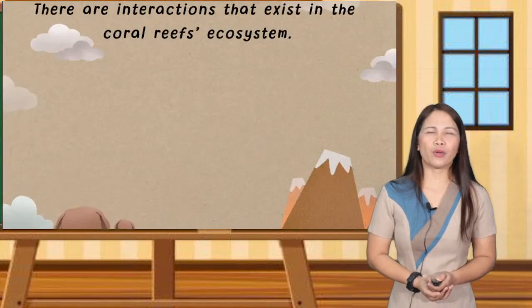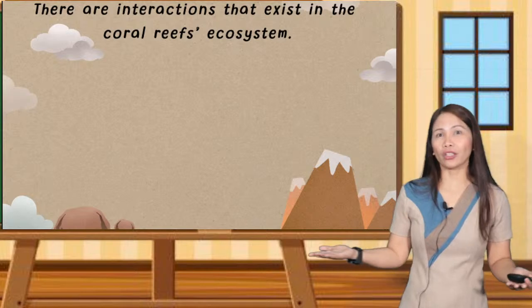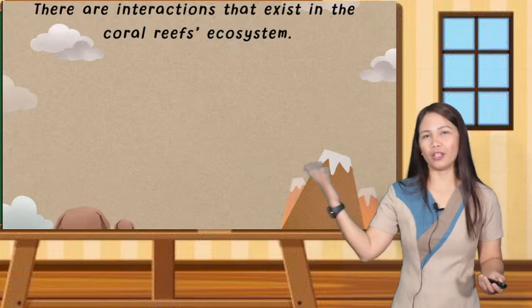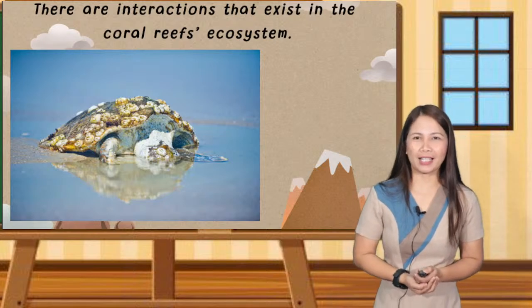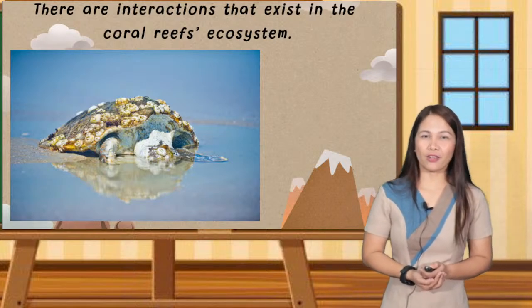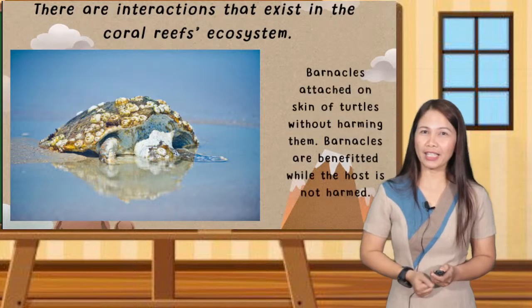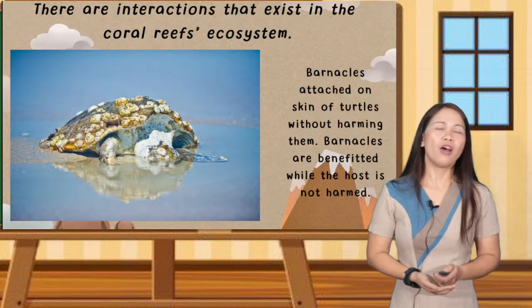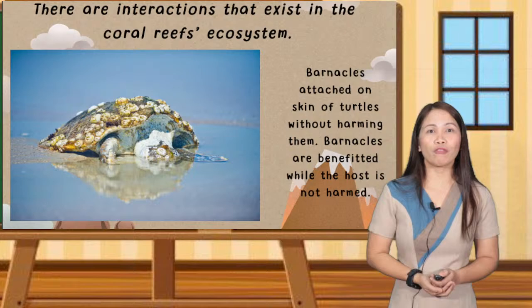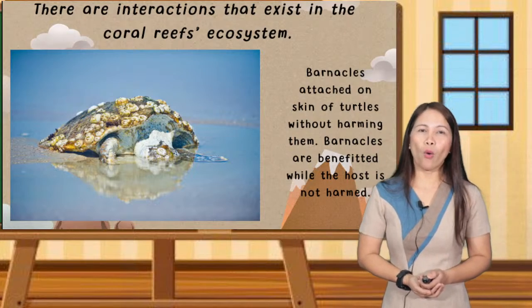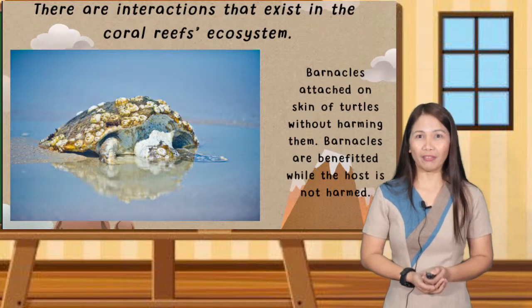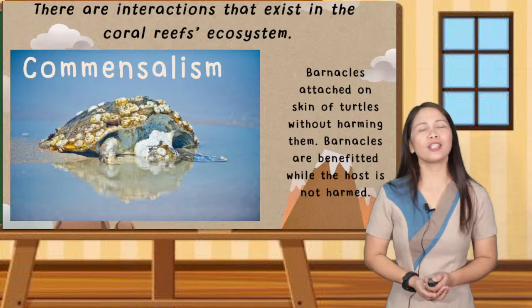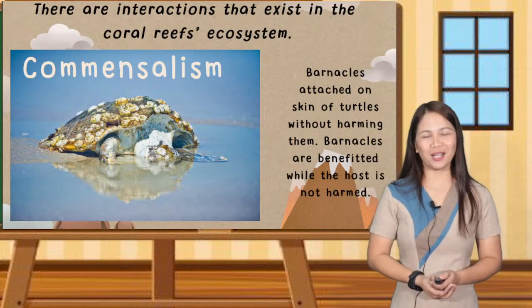So there are interactions that exist in the coral reef ecosystem, like in the rainforest. So what can you see in the picture, class? Correct. There is a turtle and the barnacles. The barnacles attach to the skin of turtles without harming them. Barnacles are benefited while the host is not harmed. And that relationship or interaction is called commensalism.